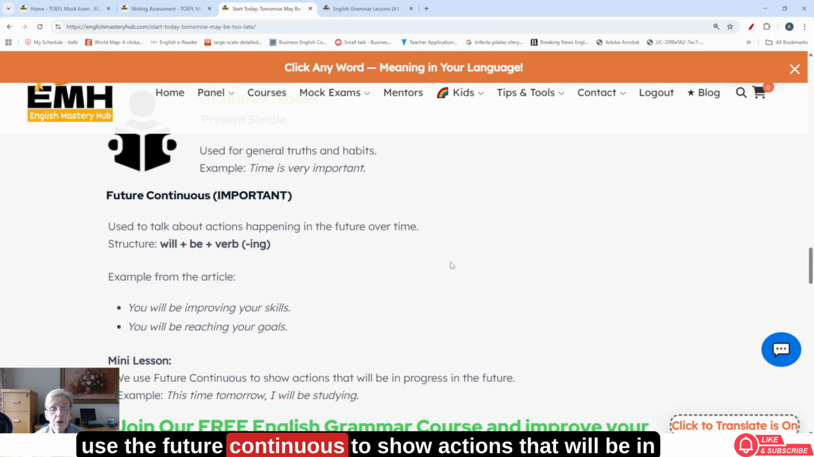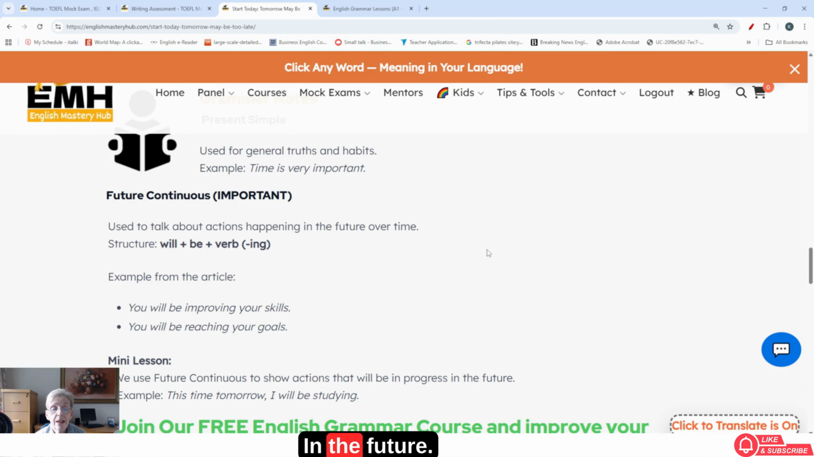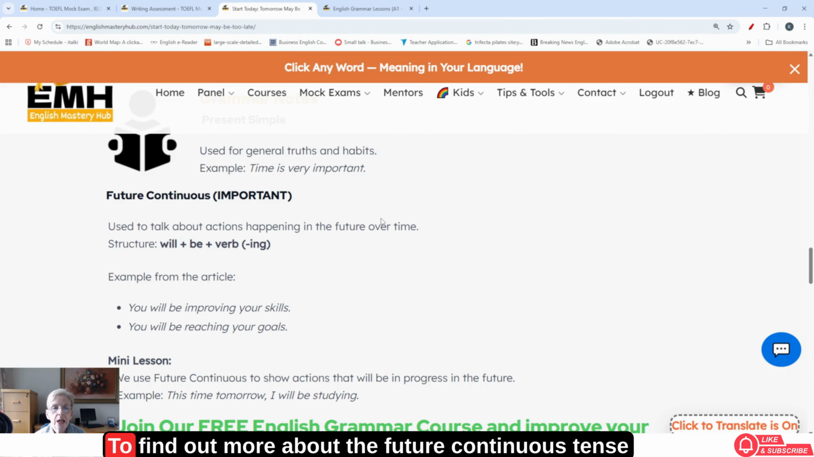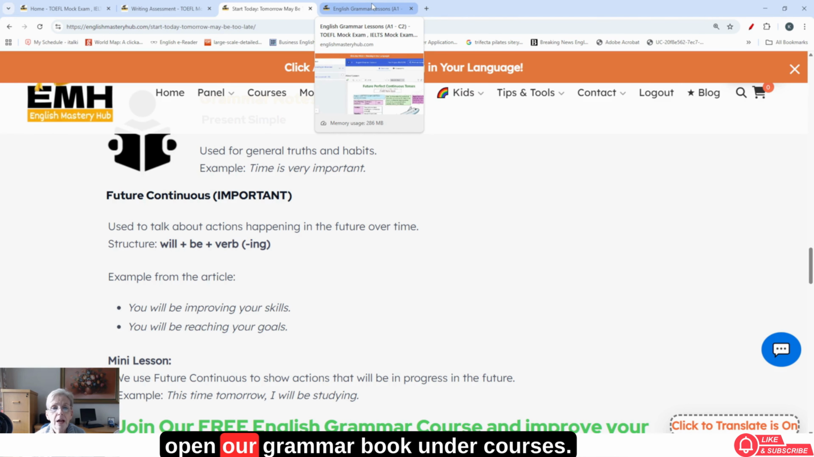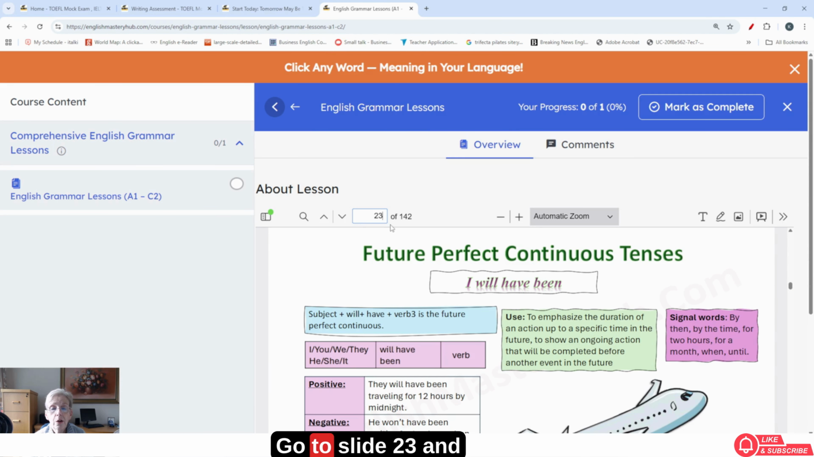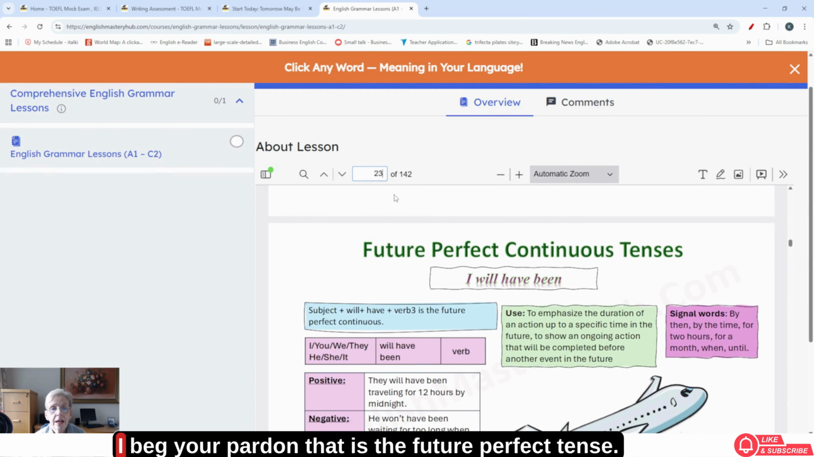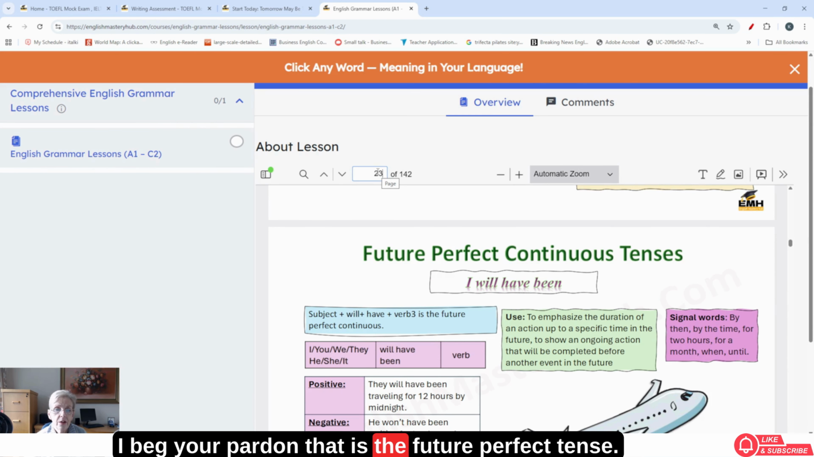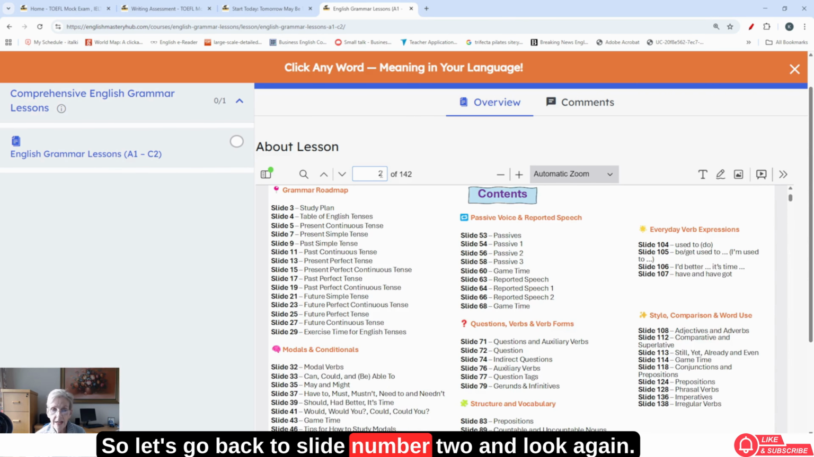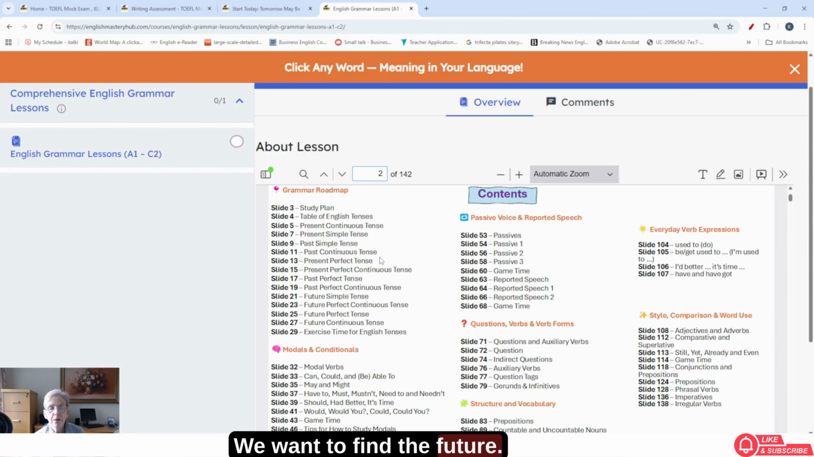We use the future continuous to show actions that will be in progress in the future. This time tomorrow, I will be studying. To find out more about the future continuous tense, open our grammar book under courses, go to slide 23, and I beg your pardon, that is the future perfect tense. So let's go back to slide number 2 and look again. We want to find the future continuous tense.